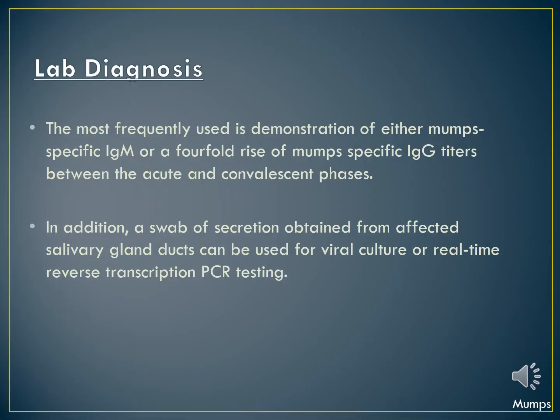Lastly, the lab diagnosis of mumps. Usually the diagnosis of mumps can be made easily from the clinical presentation, but the most frequently used diagnostic procedure is demonstration of either mumps-specific IgM or a four-fold rise of mumps-specific IgG titers between the acute and also convalescent phases. In addition, a swab of secretion obtained from parotid or other affected salivary gland ducts, for example like the sublingual gland, can be used for viral culture or real-time reverse transcription PCR testing.